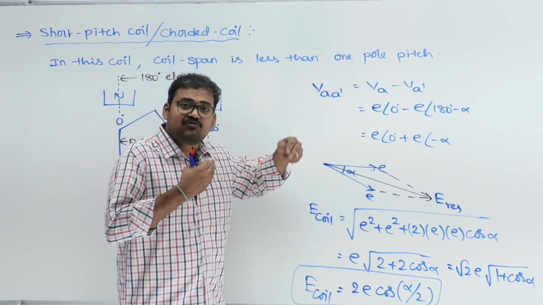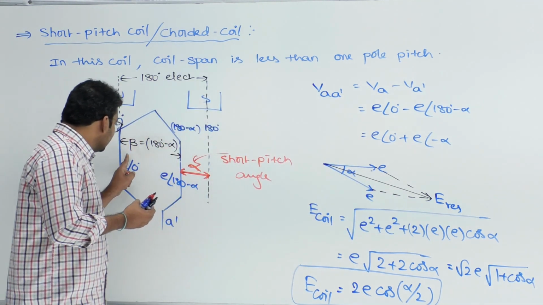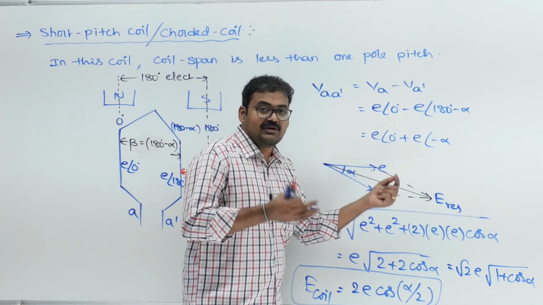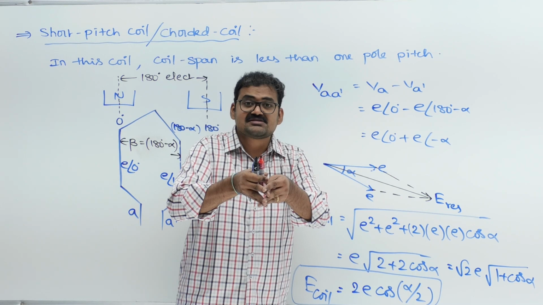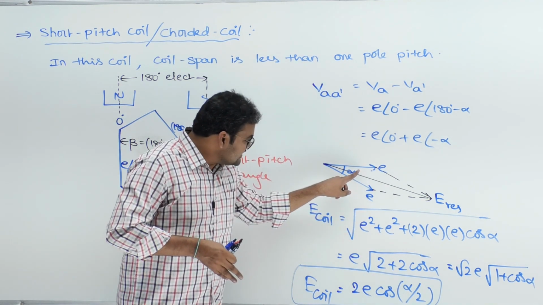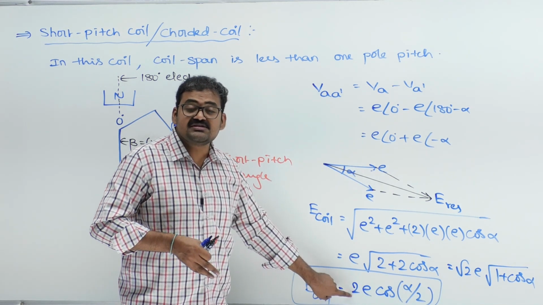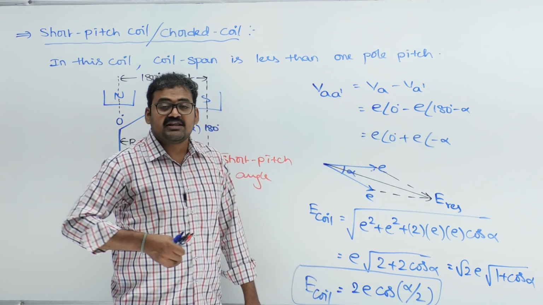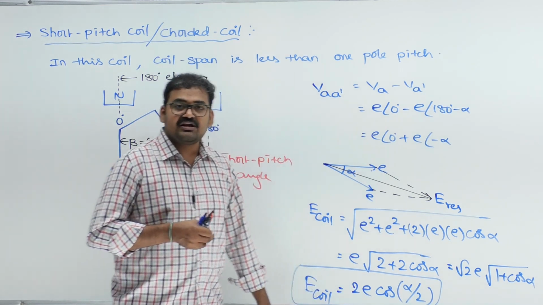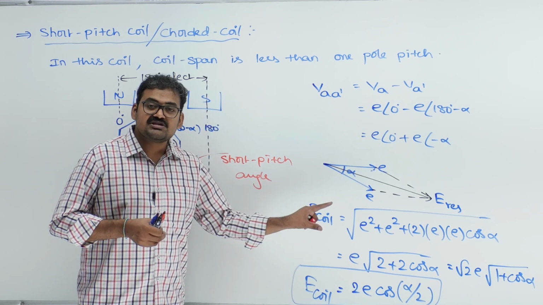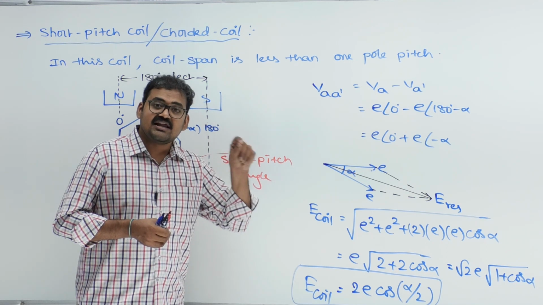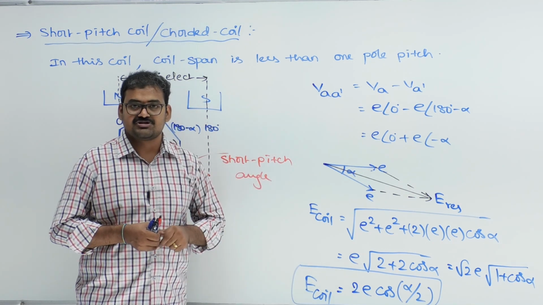Suppose when I consider a full pitch coil, this is at an angle 0, this is at an angle 180, therefore the potential difference is simply the algebraic sum of the two. What is the resultant voltage of a full pitch coil? 2E, algebraic summation. But this is definitely less than 2E since it is vectorial summation. That means you tell me what is the disadvantage of a short pitch coil if I ask you. Definitely short pitch coil voltage is a vectorial summation. Therefore, resultant voltage is less compared to full pitch coil voltage.